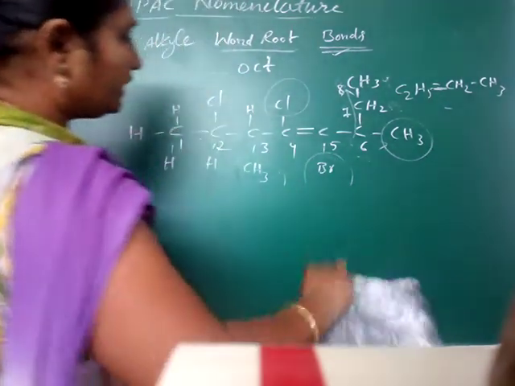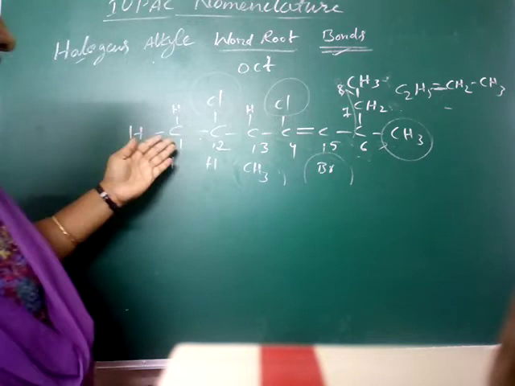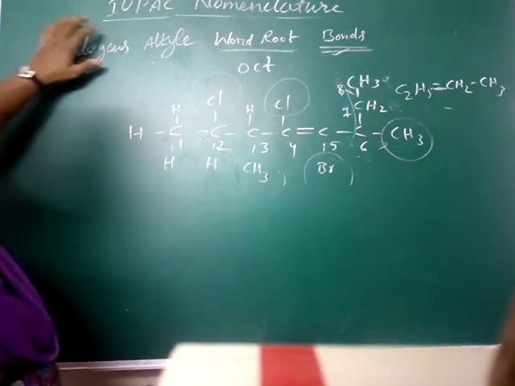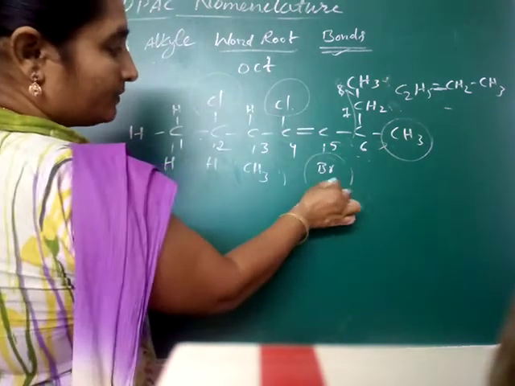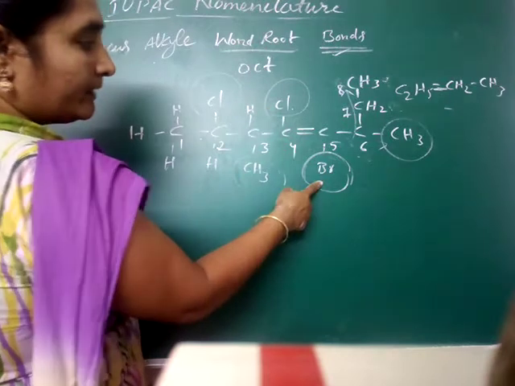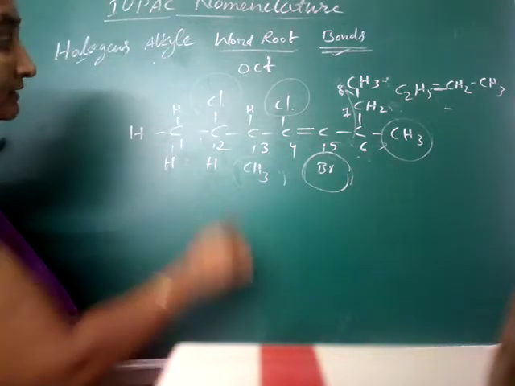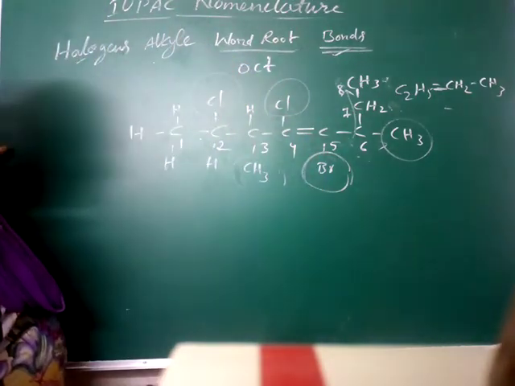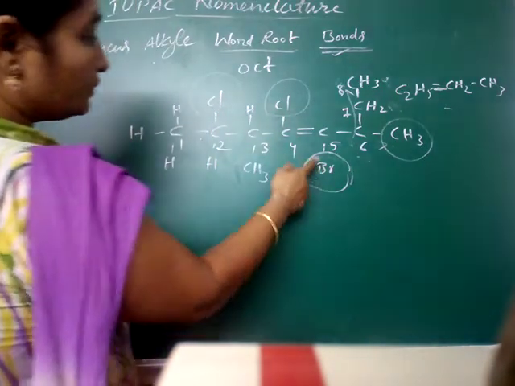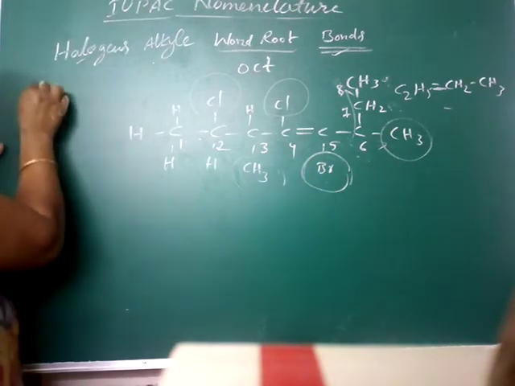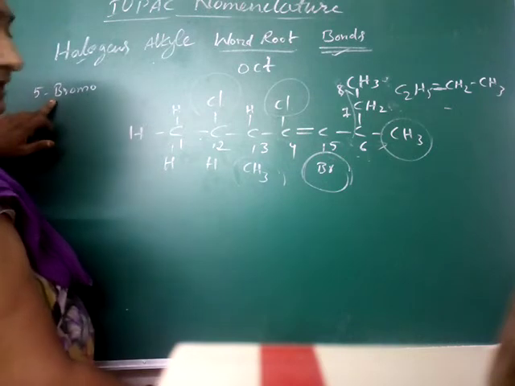Then now you can write the name of this one. Very simple. If you have written the numbering, you can write it very easily. First, where the halogens are present and how many halogens are present? 3 halogen atoms are present, chlorine and bromine. When you are writing this, you have to use alphabetical order. I already told you, because those 2 also belong to the same family, the same group, that means halogens. That's why when you are writing these, 5 bromo, because B is first in alphabetical order.